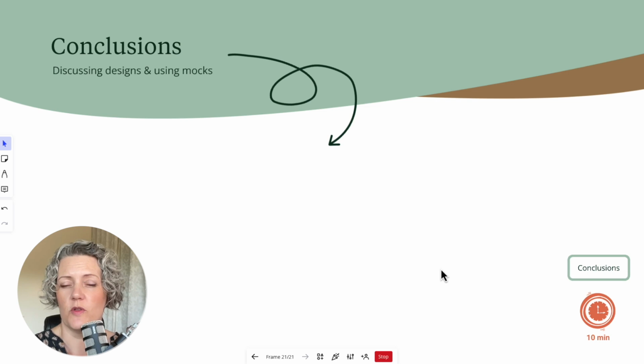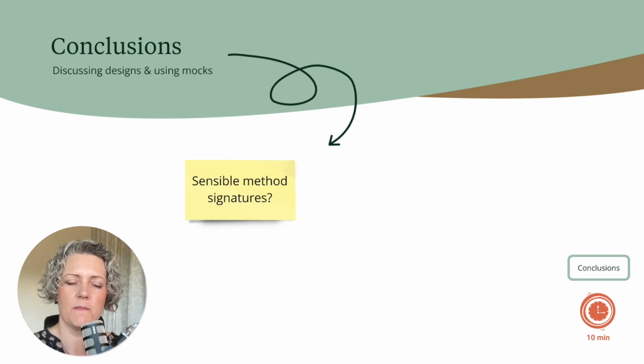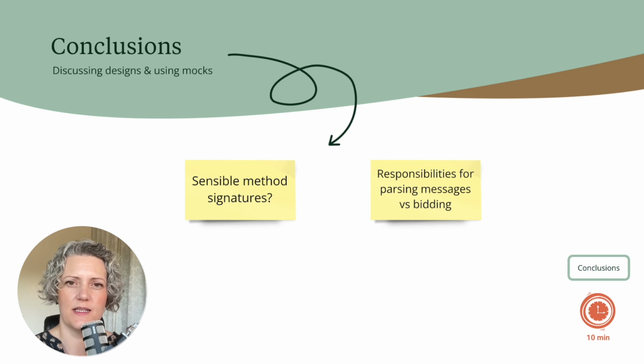And if you're a small group, you may want to do this all together and gather all the pairs and get them to share each other's code. So we need to put the code onto the screen where everyone can see it. And then perhaps discuss, well, do we like the method signatures that we've got here? Have these got sensible arguments and names? Do we like the way we've divided the responsibilities for parsing messages versus perhaps bidding in the auction, which is, I think, what the listener is going to do when it gets those messages?